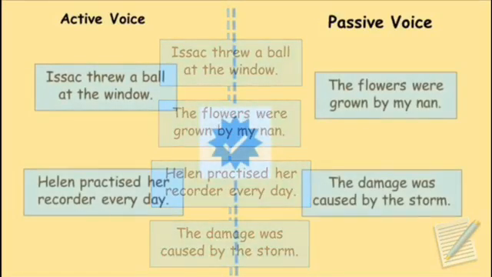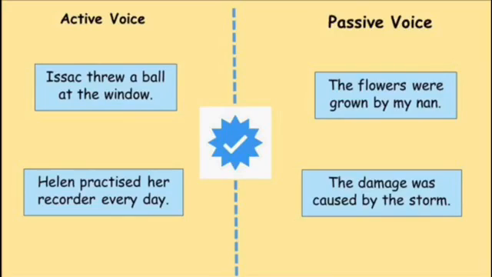So as you can see, the 2 active voice examples, Isaac and Helen, okay? And then obviously passive voice, it tells you who grew the flowers. It tells you why the damage was caused. Okay, so hopefully that makes a little bit more sense for you.